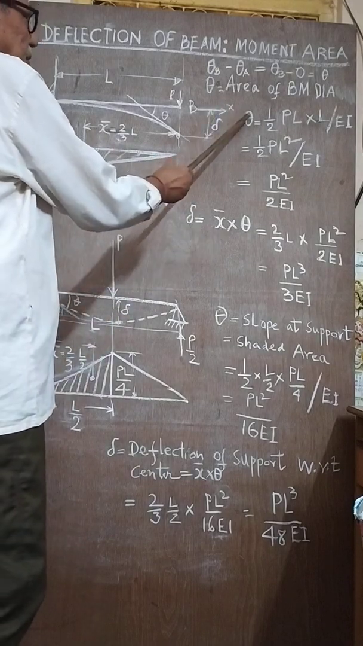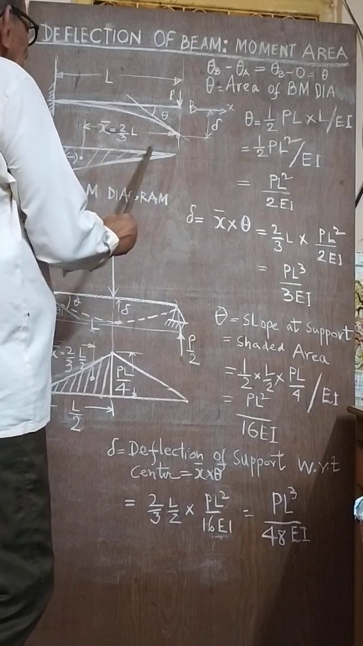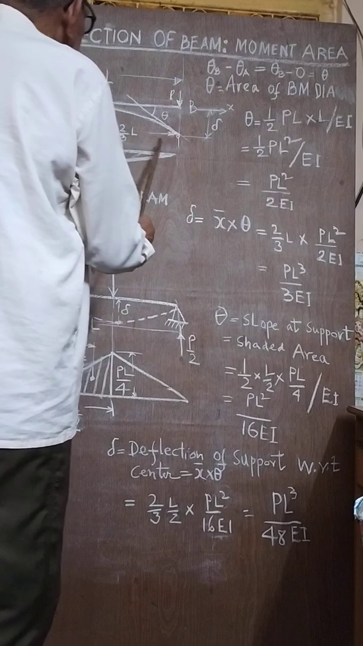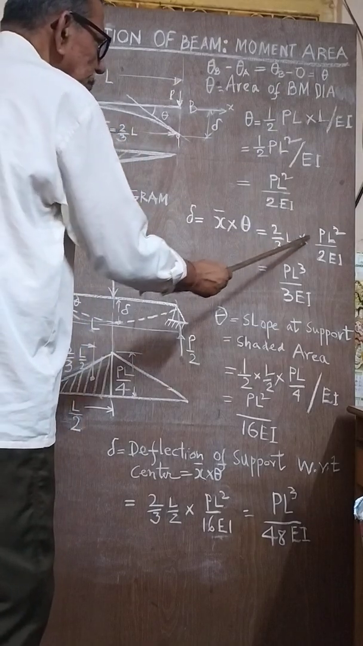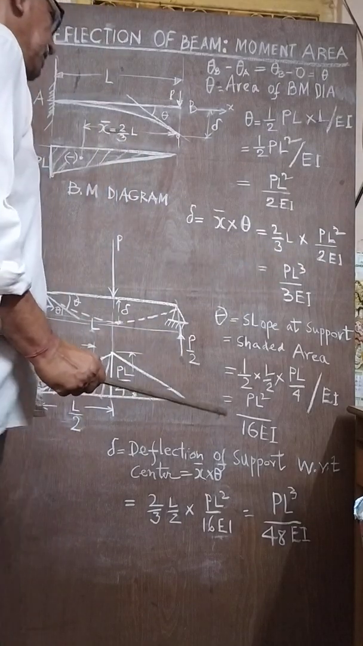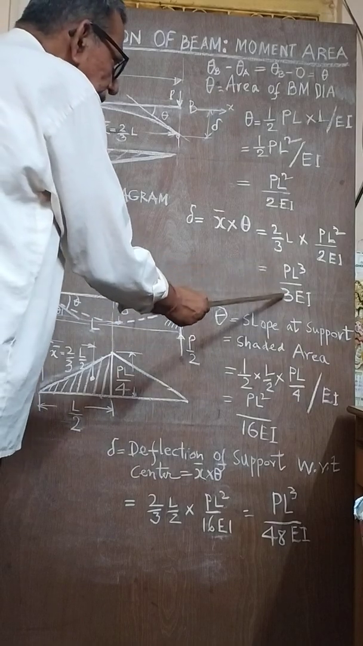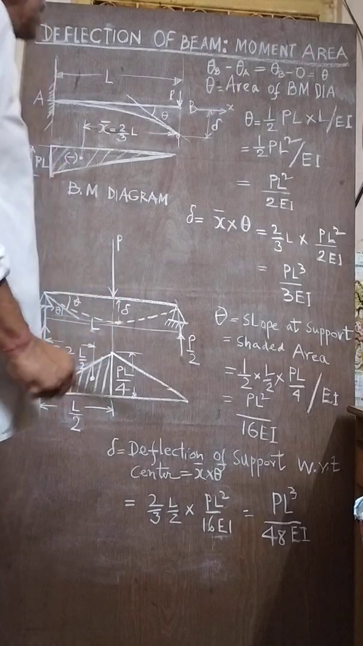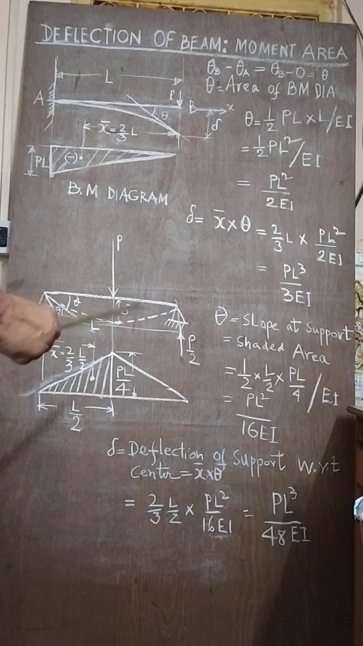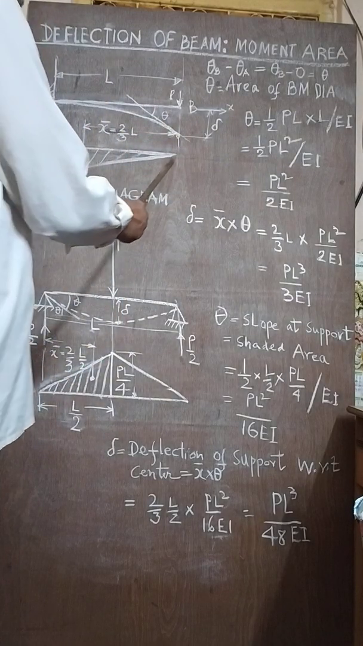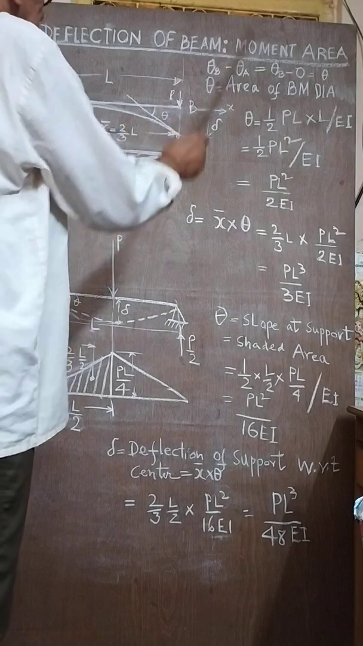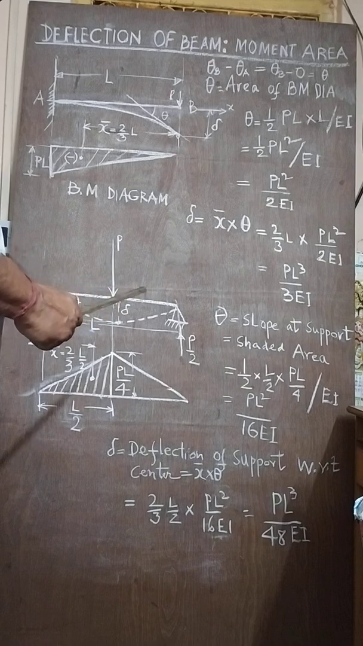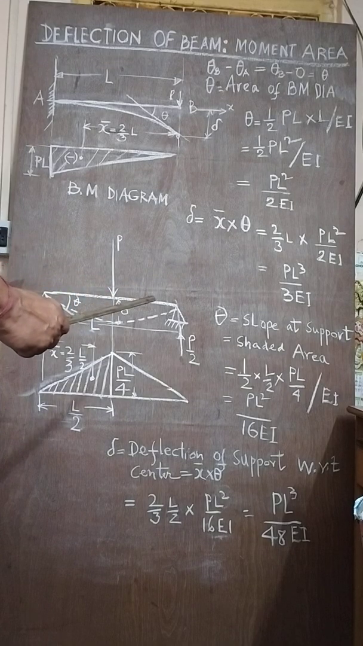Theta we have already worked out; it is the area of the bending moment curve. So if you multiply x bar with theta, it becomes 2/3 L into PL squared by 2EI. So it becomes PL cubed by 3EI. So this is the deflection at this end. And this is a very simple method, without any cumbersomeness, only by geometry. There is no need for any integration or any other rigorous treatment or analysis.